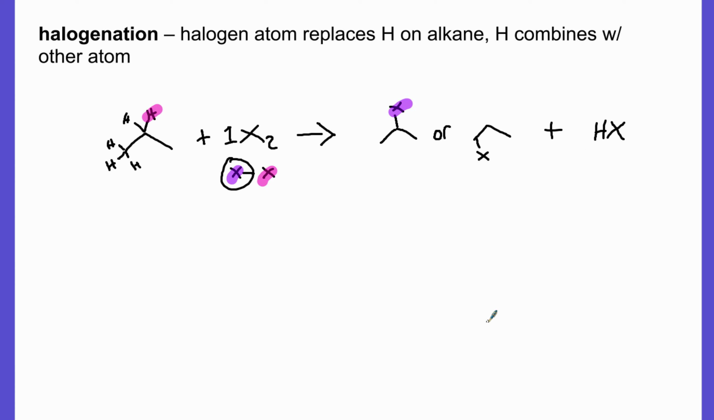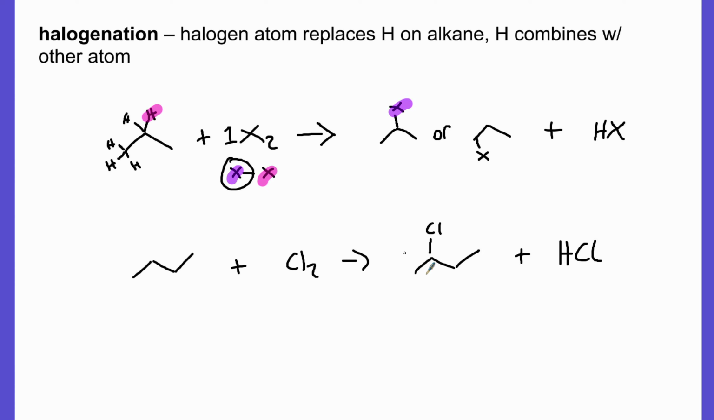So again, this is just a generic form right now. A real example would look more like this, where I could have, let's say, this butane plus chlorine, diatomic chlorine. And I'm going to end up with a halogenated hydrocarbon over here. So I'm going to put a chlorine on one of these carbons. And then I'm going to have a hydrohalogen, a hydrogen chloride, as a byproduct, right?